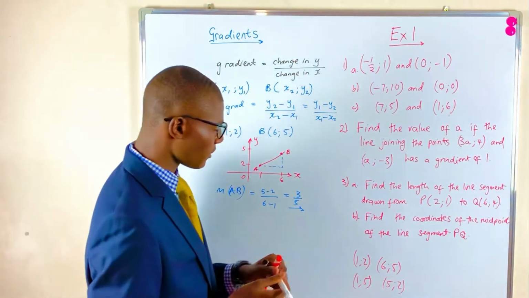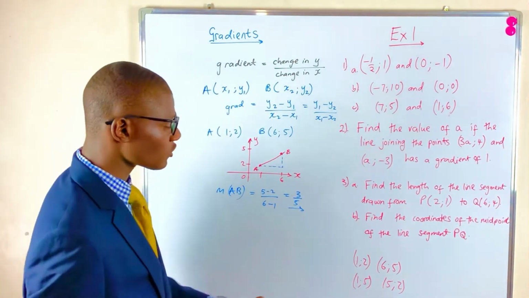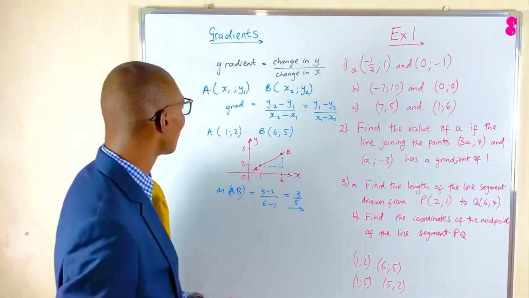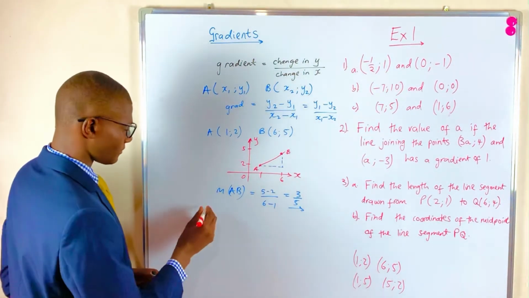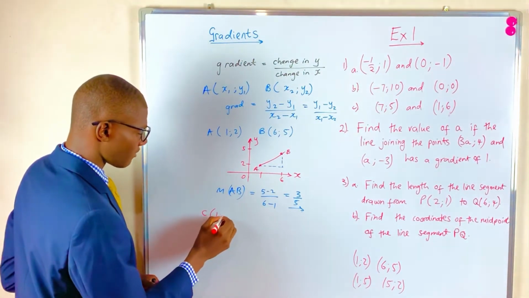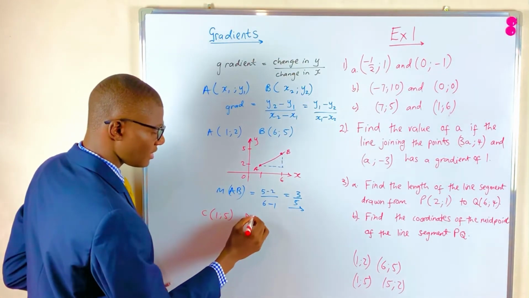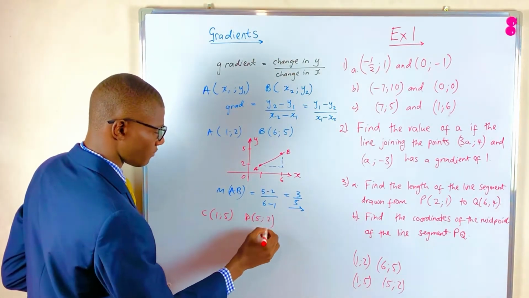Now for example number 2, we want to find the gradient for these points. Let's call those points C, which is (1, 5), and then D, which is (5, 2).